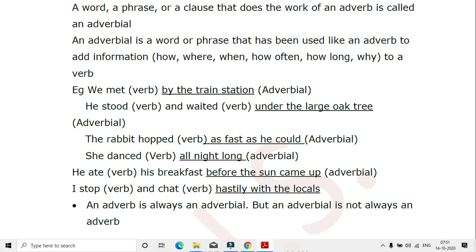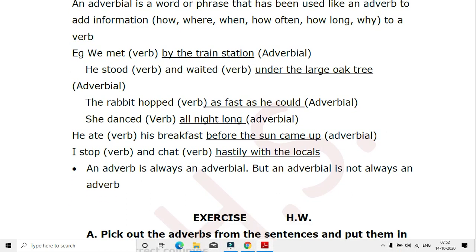Next: he stood and waited. So both are verbs. Now where did he stand and where did he wait? The whole thing, under the large oak tree, is telling you about his position. So the whole thing is an adverbial. The rabbit hopped. Hopped is a verb. How did he hop? As fast as he could. The whole phrase is an adverbial.